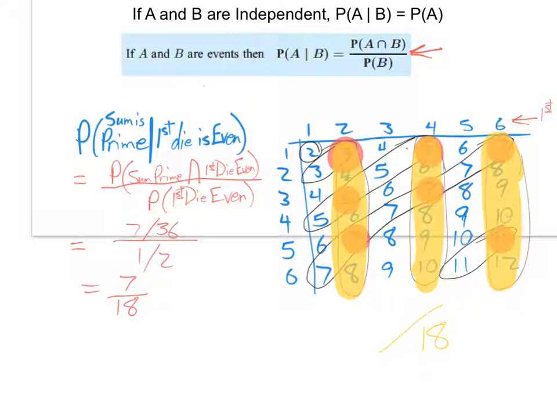Well, if I go back and just look at those 18, I've got a 3, a 5, a 7, a 5, another 7, a 7, and an 11. There are 7 of the 18.